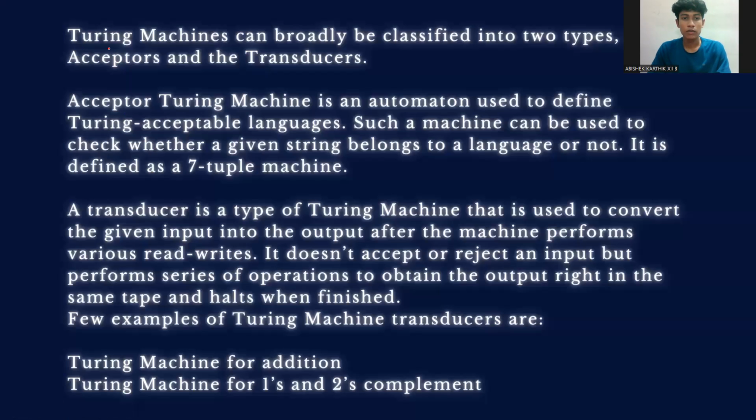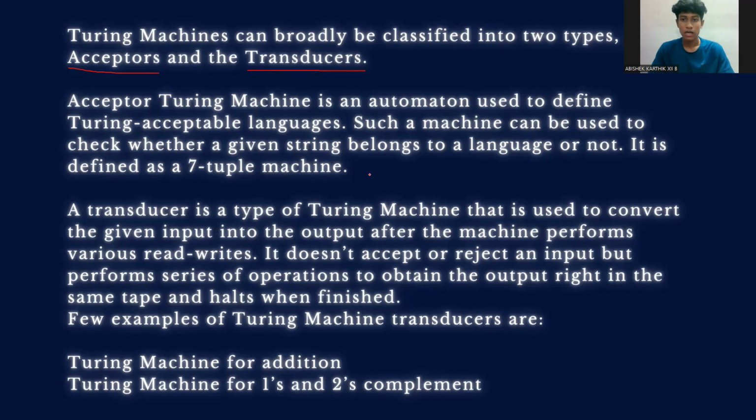So the Turing machines can broadly be classified into two types: the acceptors and the transducers. We've just seen acceptors, and now transducers are, as I was saying, Turing machines that can be used to write onto the tape. Acceptors are used to read the strings, while transducers are used to write onto it. This is used to do computations like additions and many different computations. An acceptor Turing machine is an automaton used to define a Turing acceptable language. It's used to define languages. Such a machine can be used to check whether a given string belongs to a language or not.